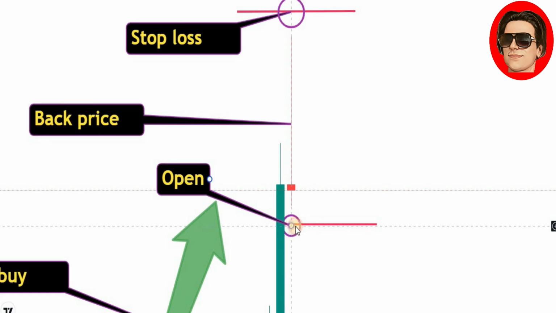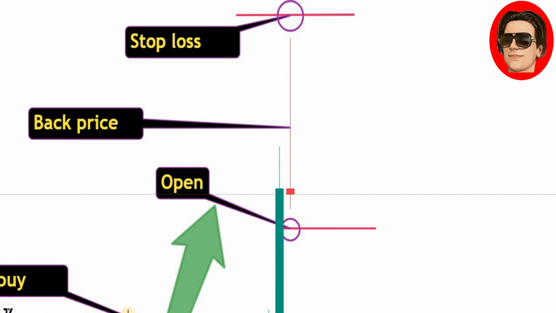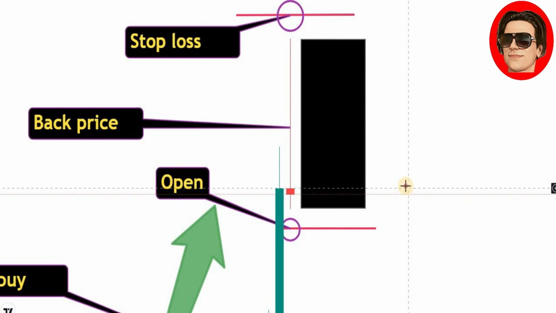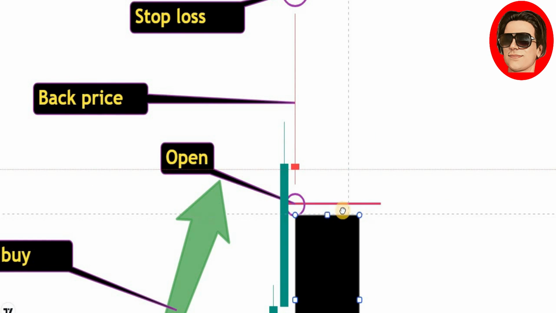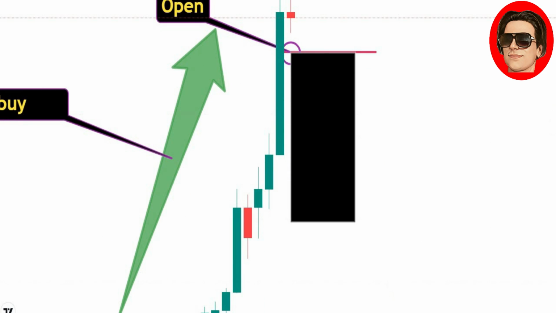Next, back candle, open position and active back price. This point, yes. Profit is the same size as the back candle. Take a profit the same size as the back candle.